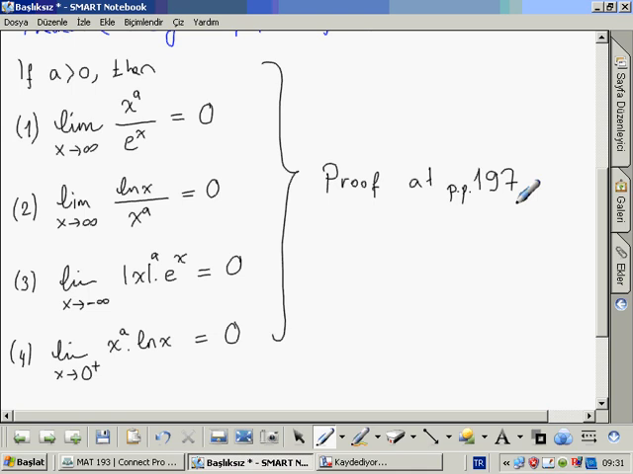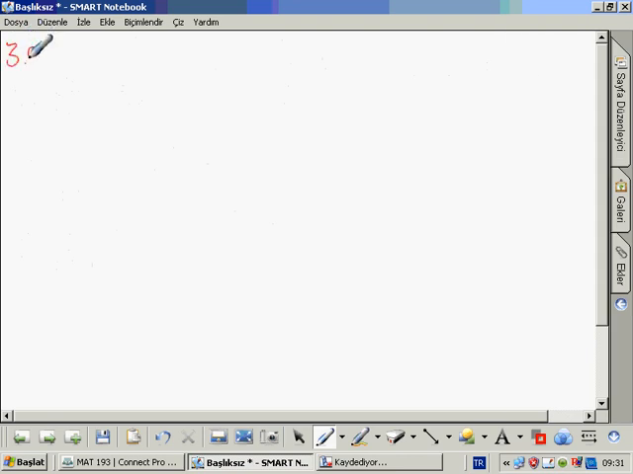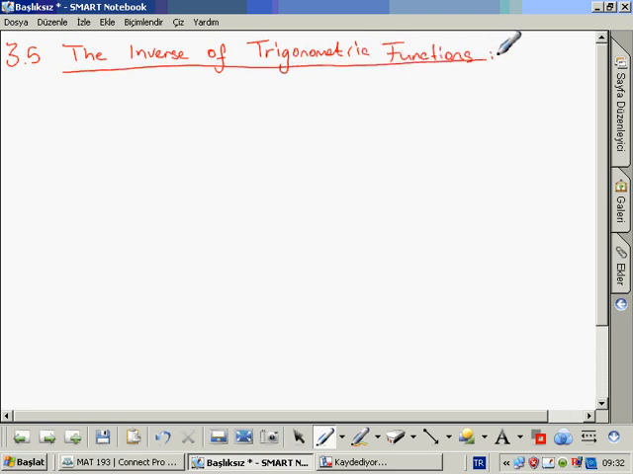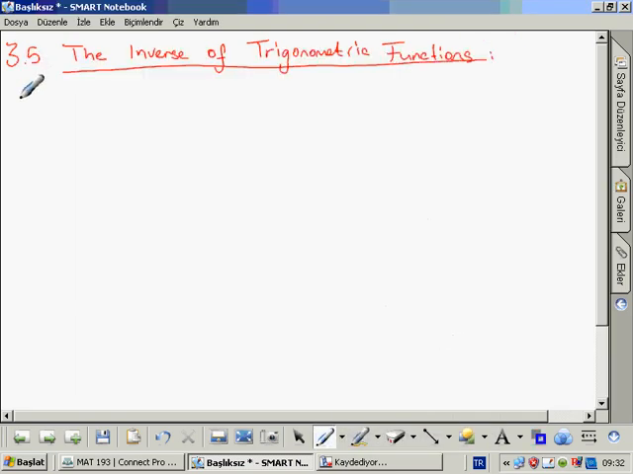So I will pass to subtopic 3.7, which is the inverse of trigonometric functions. And the first one is the arc sine, which can also be written as the inverse sine function.